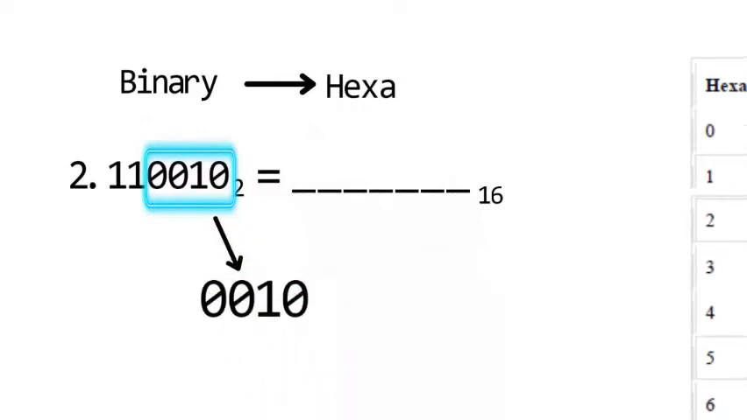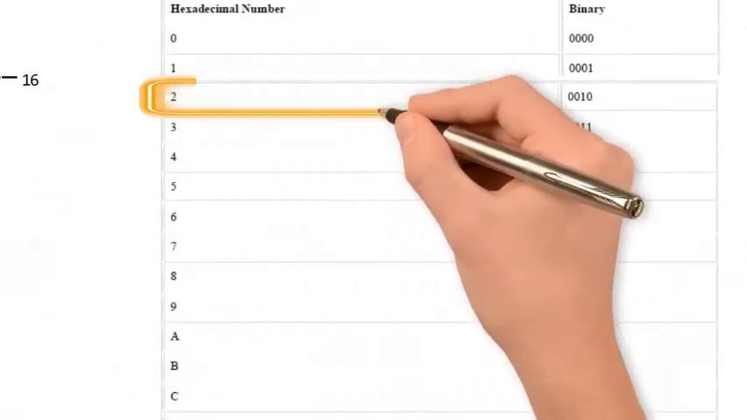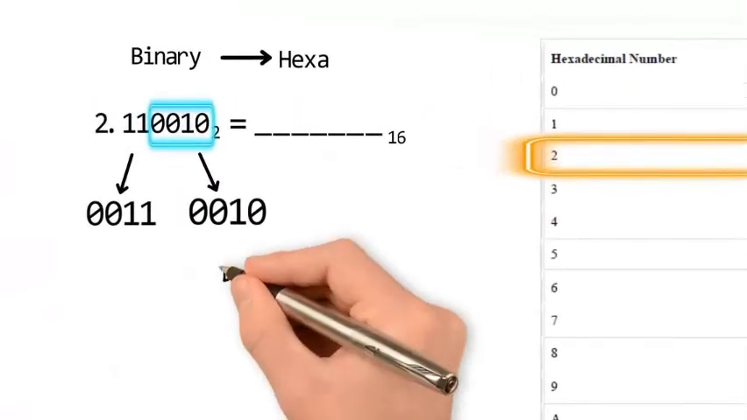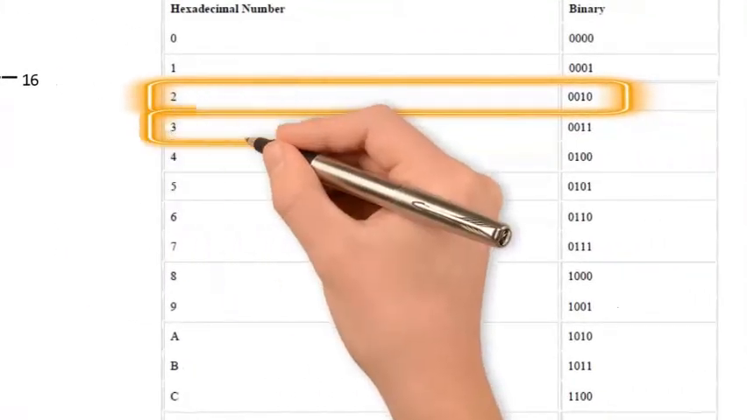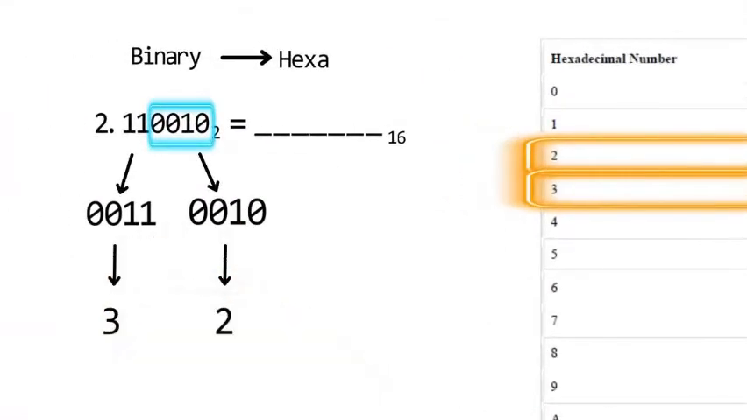0010, and here we will add 00, so that would be 0011. So just by looking at the table, we can see that 0010 binary number is equal to 2 hexadecimal, and 0011 is equal to 3. So we already have our answer. So 110010 base 2 is equal to 32 base 16.